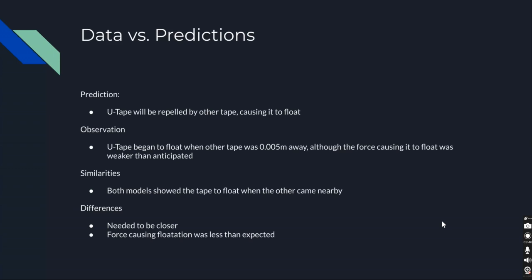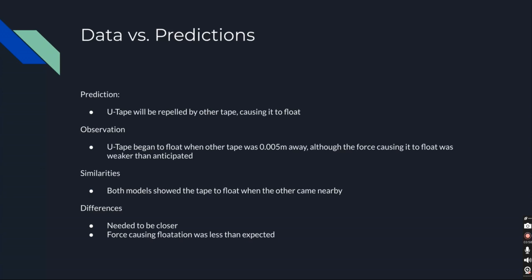You can see the code now where we find the force on the top tape and the force on the bottom tape. Here you can use the data found here to help create the vectors that are simulated on the actual computer model. The prediction will be that the tape will be repelled by the other, causing it to float, and the observation was that it was indeed caused to float when the tapes were approximately 0.005 meters away from each other.